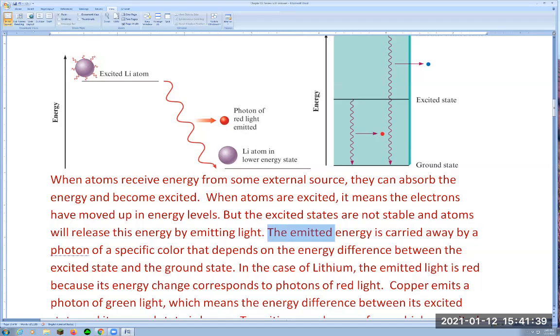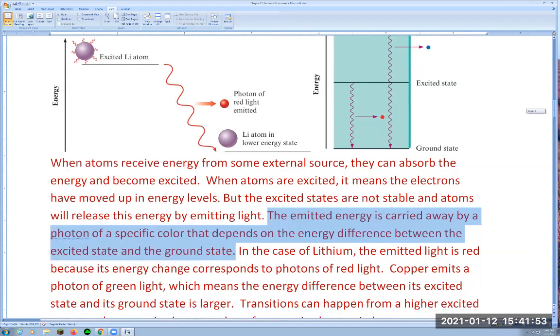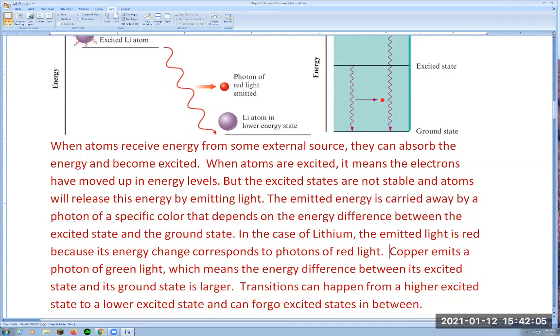So here the emitted energy is carried away by a photon of a specific color that depends on the energy difference between the excited state and the ground state. Here I want to emphasize it's not necessarily down to the ground state. It's a lower energy state. And so in the case of lithium, the emitted light is red because its energy corresponds to photons of red light. And copper will emit a photon of green light because the energy difference between its excited state and its ground state is larger.